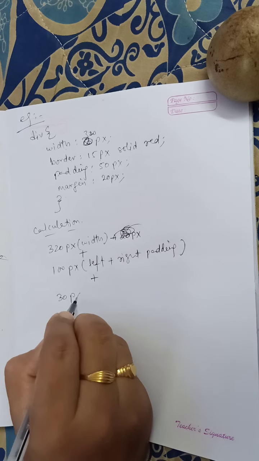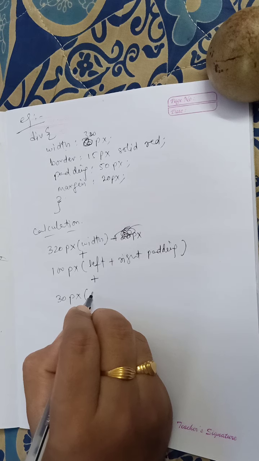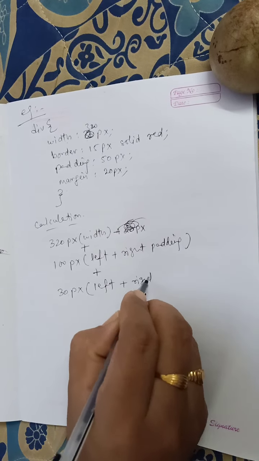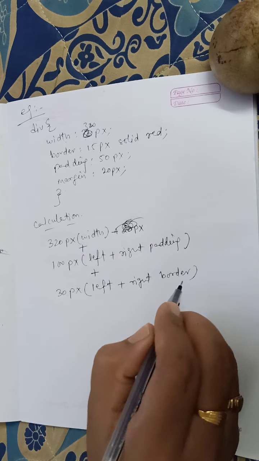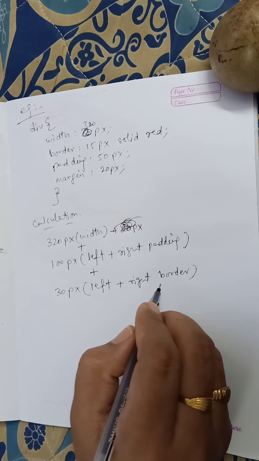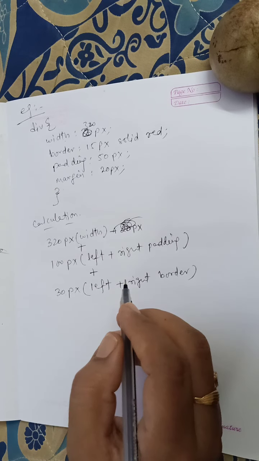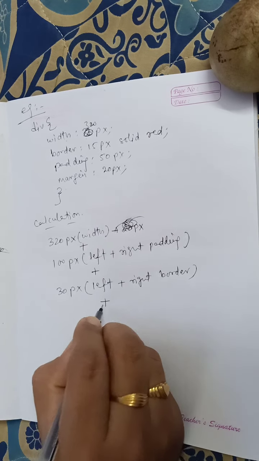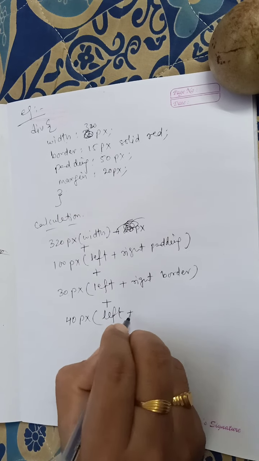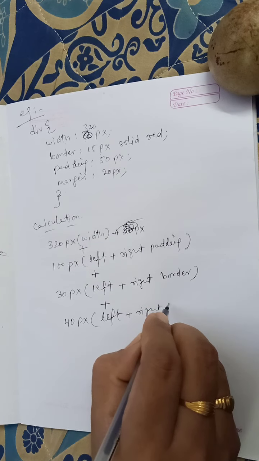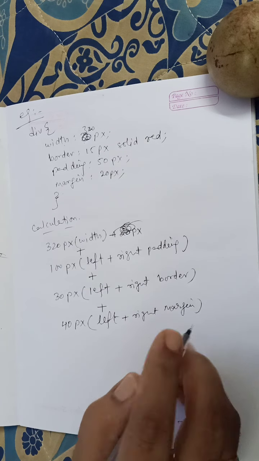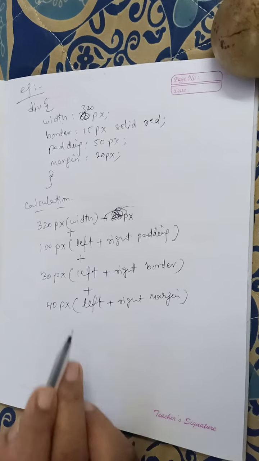Okay, border we have written 15, so it will be 30, including my left plus right border. And whatever margin we have written, we have written 20, so it will be 40, again for left and right margin. Okay, so this is how the calculation goes.